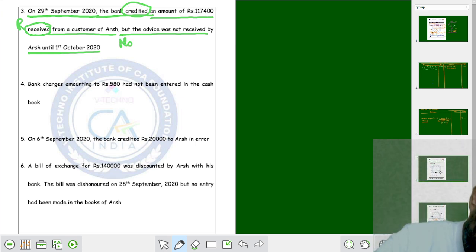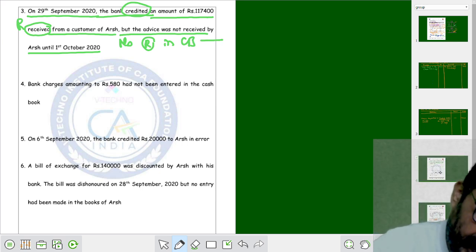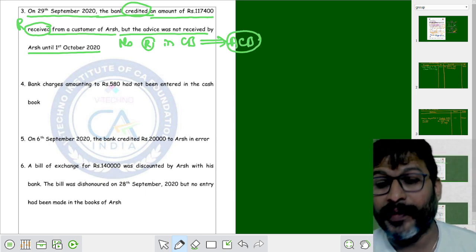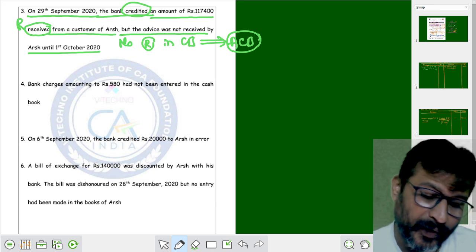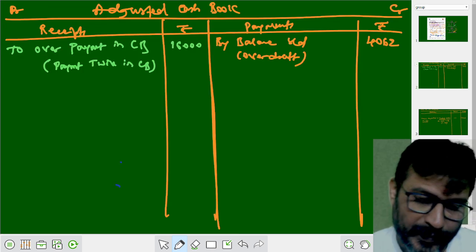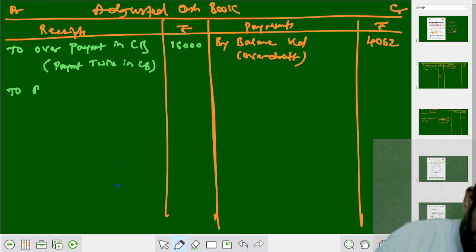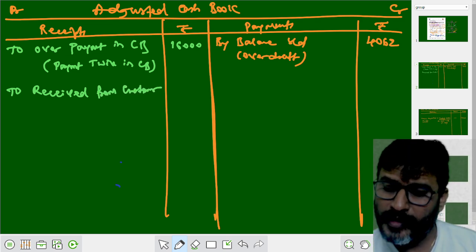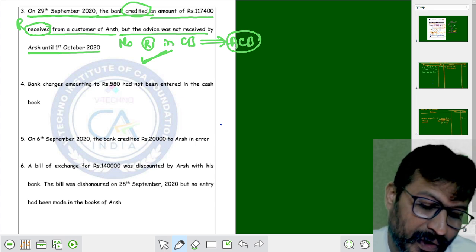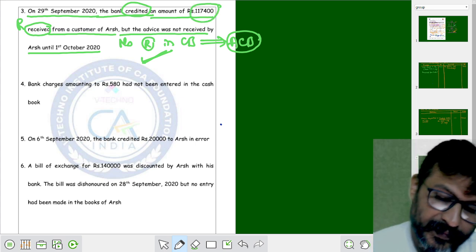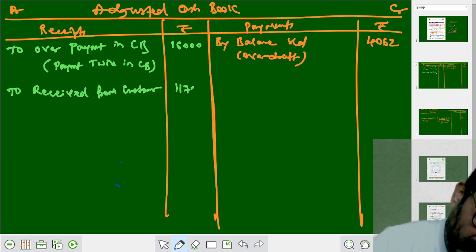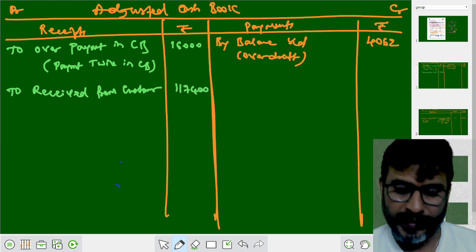That means no receipt in cash book. When there is no receipt in cash book, it comes in ACB. Where do we have to take it? We have to take it on the receipt side only. To received from customer. How much is received from customer? It is an amount of rupees 1,17,400. Fine. Then next.